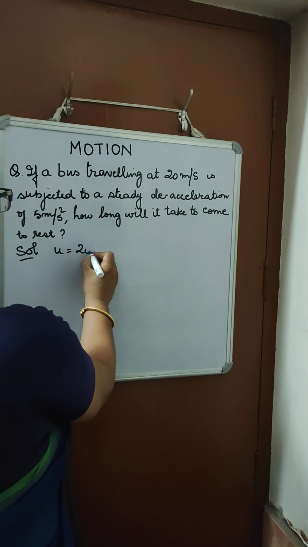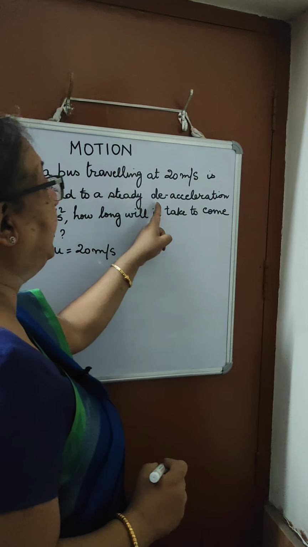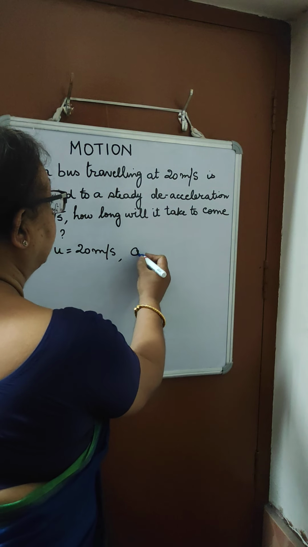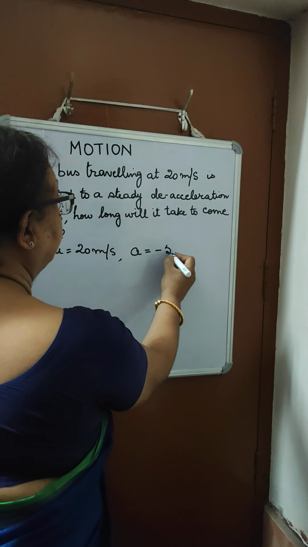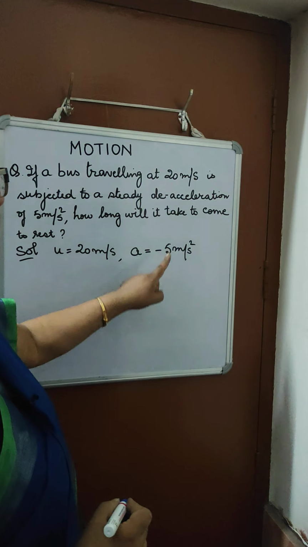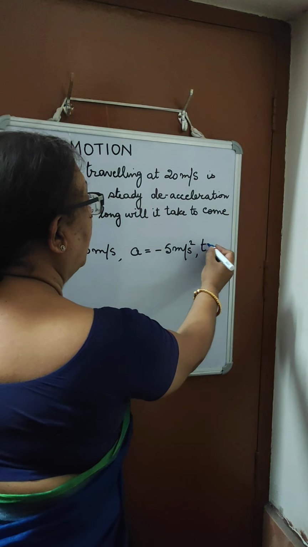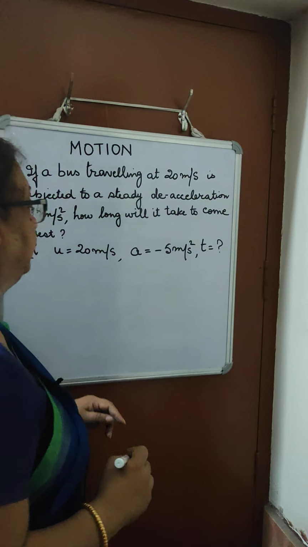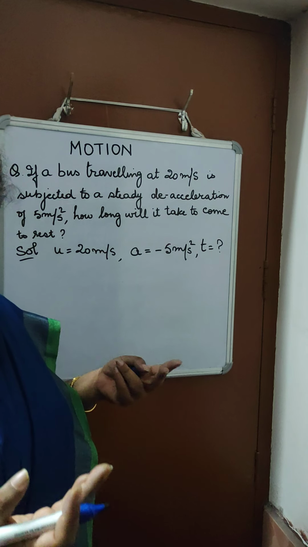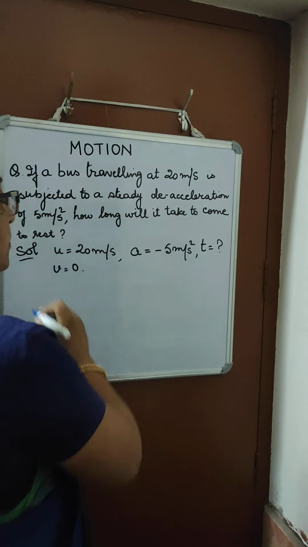U is 20 meter per second. It is subjected to a steady deceleration of 5 meter per second square. So acceleration we write minus 5. Okay, deceleration, so minus. How long will it take to come to rest? So we need to find the time. Come to rest, so finally V is equal to 0.